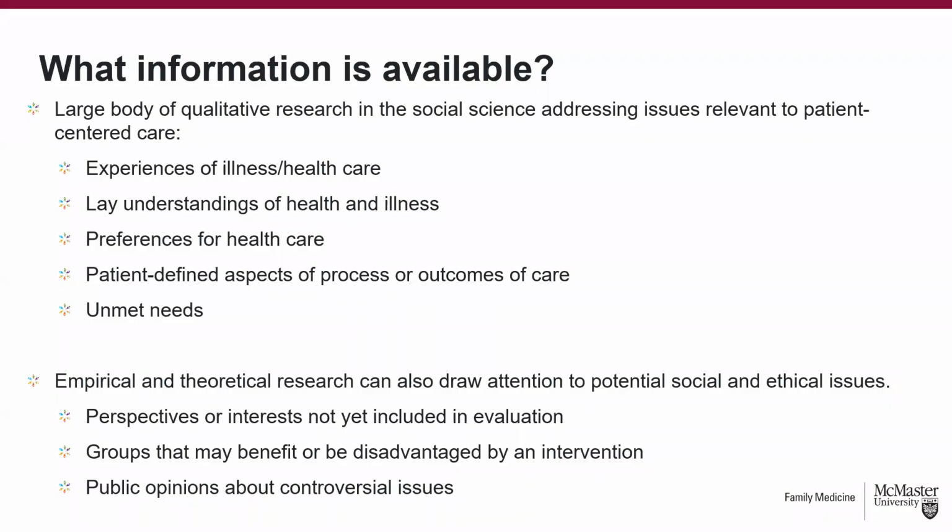So what information is available? There's a large body of qualitative research in the social sciences that addresses issues relevant to patient-centered care. These are often high-level general papers about, for instance, experiences of illness in healthcare, lay understandings of health and illness, preferences for healthcare, or patient-defined aspects relevant to the process and the outcome of care. This empirical and theoretical research can also draw attention to the potential social and ethical issues.